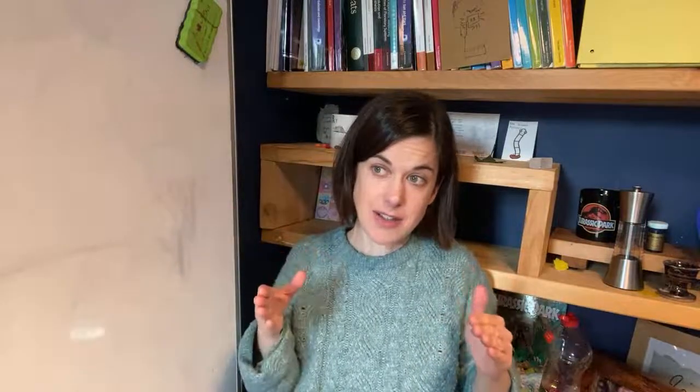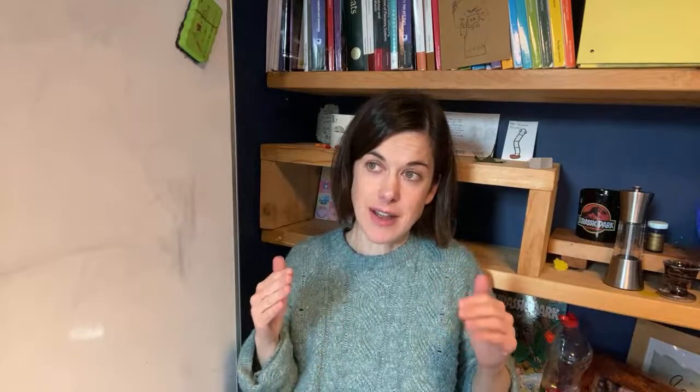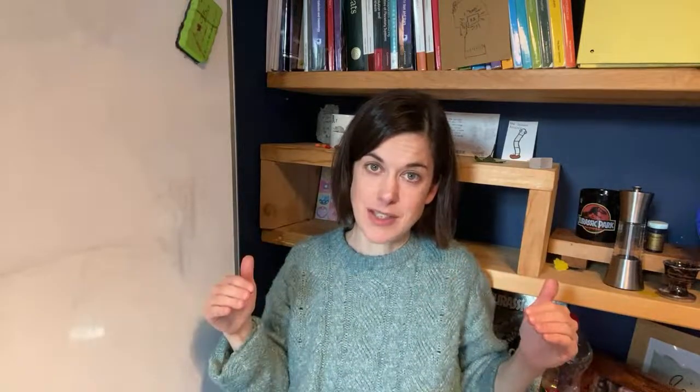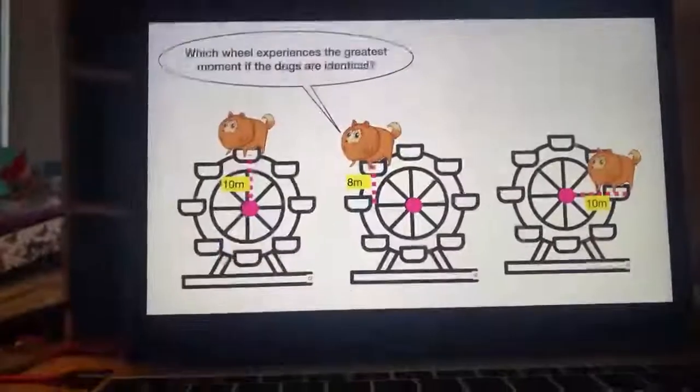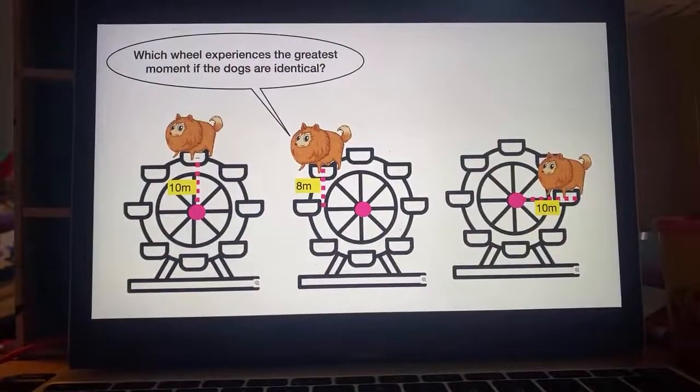Very last question, because I'm not totally sure that you've understood this idea that the force has to be perpendicular from the distance to the pivot. There was a question very similar to this, didn't involve dogs, at IGCSE or GCSE that tripped quite a lot of people up while I was teaching. So I thought I'd show you a version of it to check that you've understood.